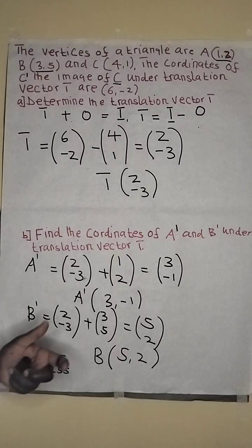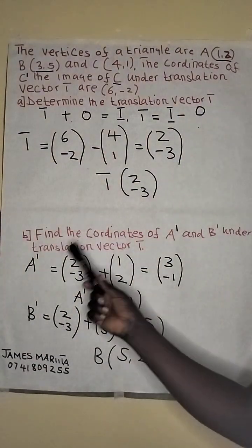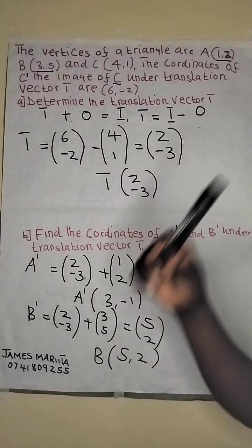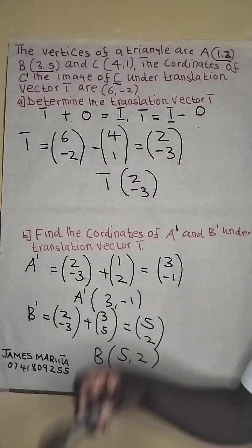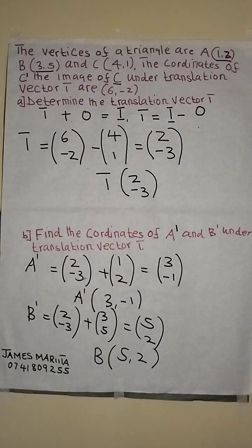That is how you can get the image of B under translation vector T, and the coordinates of the image of A under the translation.